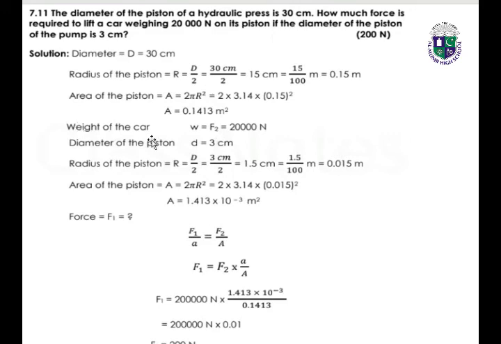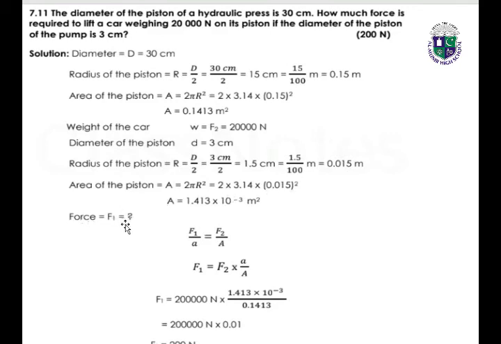Weight of the car is 20,000 Newton. Diameter of the piston is 3 centimeter. Radius of the piston is d over 2, which is 3 over 2, which will be 1.5 centimeter. We can convert it into meters by dividing it by 100. So area of the piston is 0.015 square.